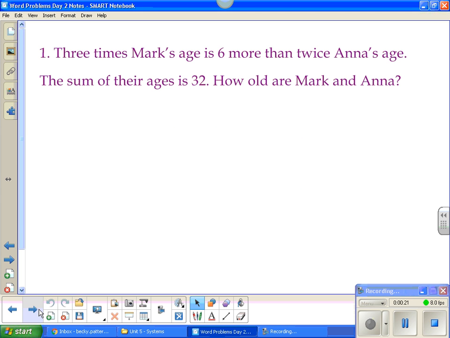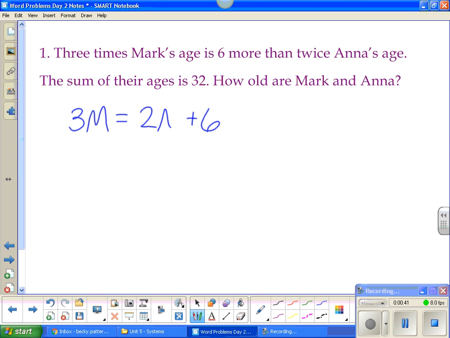3 times Mark's age is 6 more than twice Anna's age. The sum of their ages is 32. How old are Mark and Anna? Okay, so we're going to do the same thing. We're going to just translate. So 3 times Mark's age is 6 more than twice Anna. The sum of their ages is 32. How old are Mark and Anna?